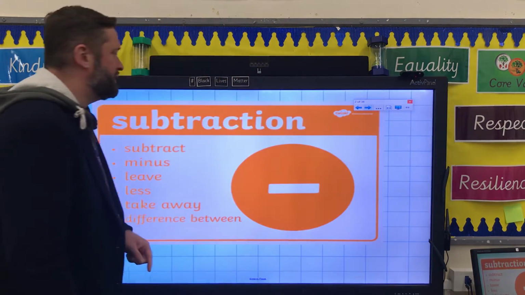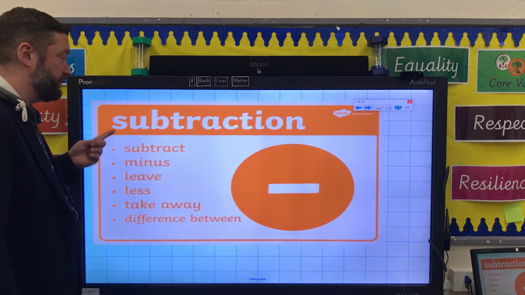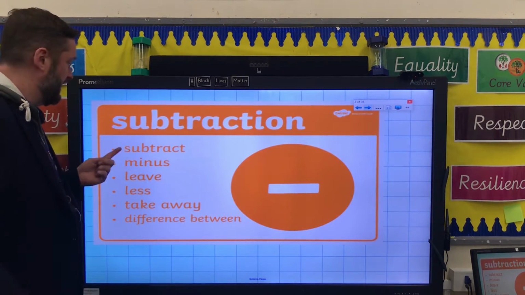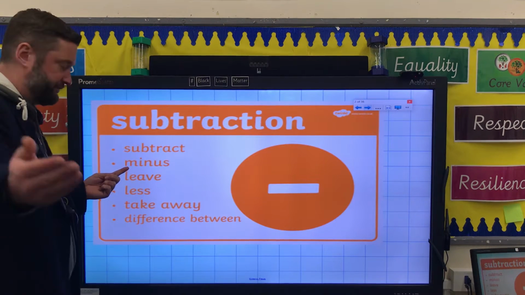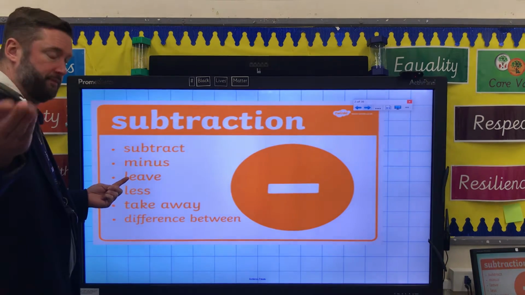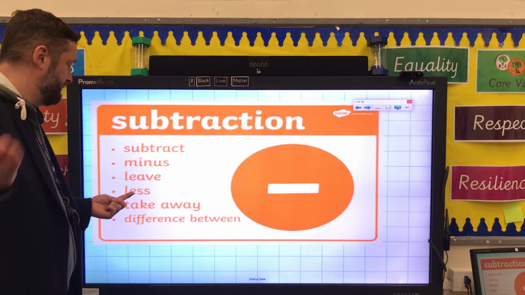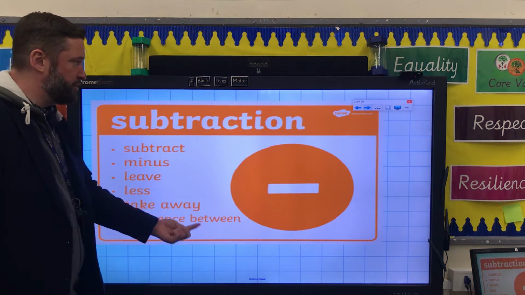Let's read our subtraction vocabulary. My turn, your turn. Subtraction. Subtract. Minus, leave or left, less, take away, difference between.